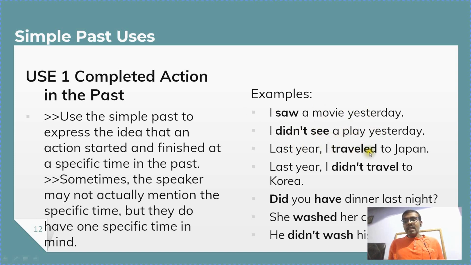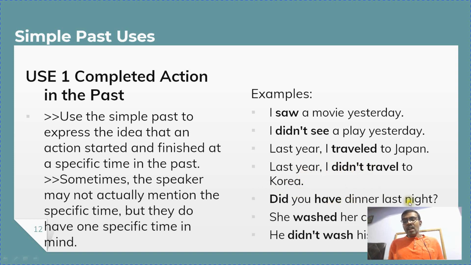Okay, so last year I traveled to Japan. This action was completed in the past. Last year it was completed. Last year I didn't travel to Korea. This action is completed. Okay, he didn't travel. That is the action, and it was completed.